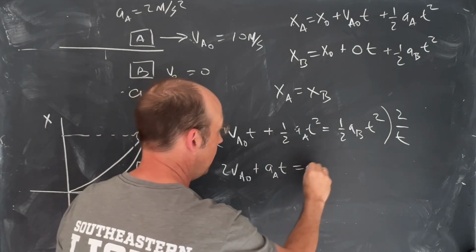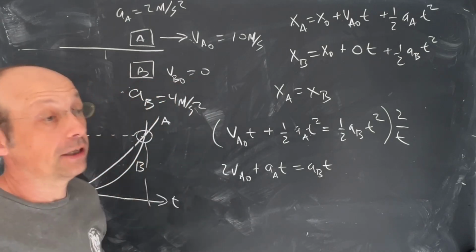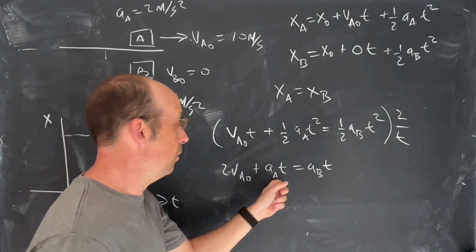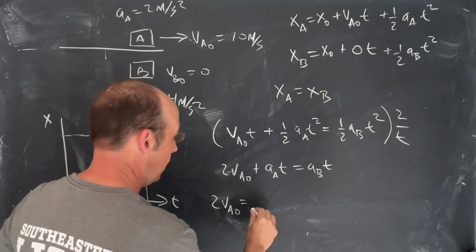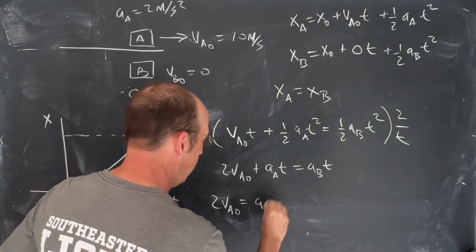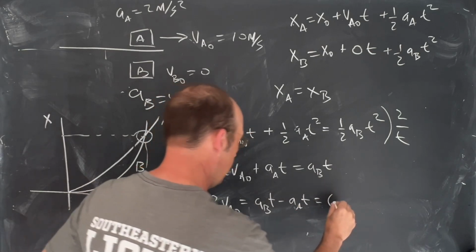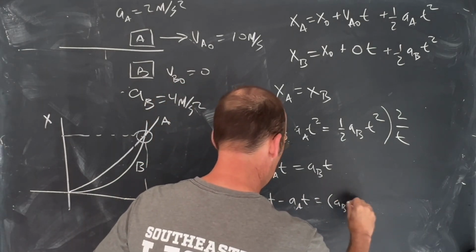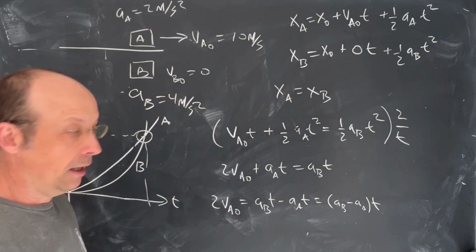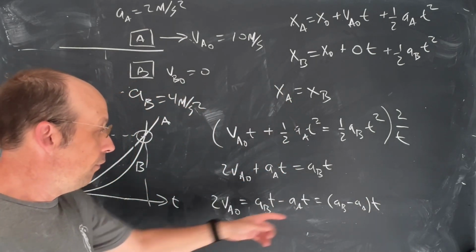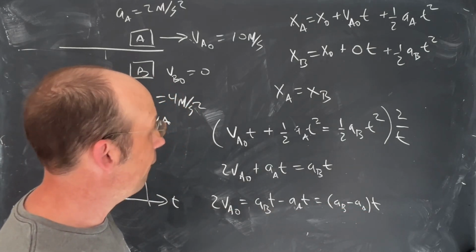AAT equals ABT. I'm trying to solve for t, so let's subtract this from both sides. I get 2VA0 equals ABT minus AAT, and I can factor out the t, so that's AB minus AA times t. I can solve for t by dividing both sides by that, and I feel like I'm running out of room.